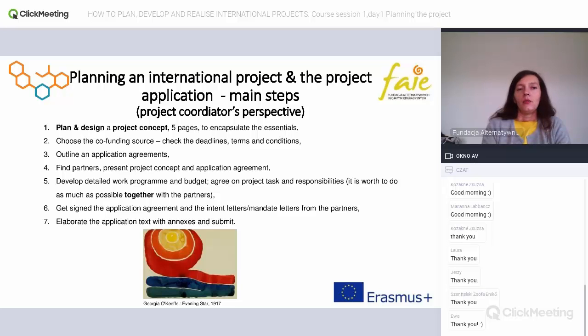The next step is to develop all the details, especially the work program, the budget, the tasks, the responsibilities. And here the recommendation is to do as much as possible with your partners. It will be much easier to manage if the project is successful.